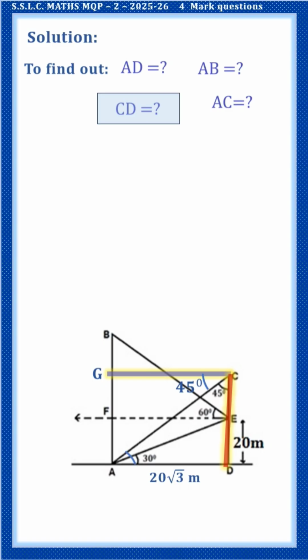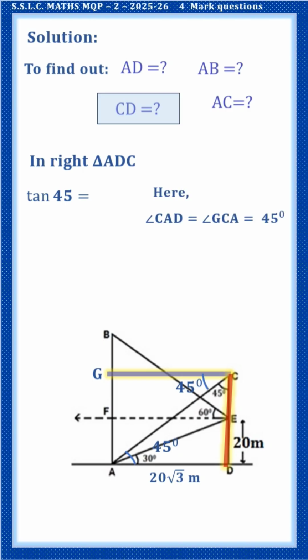Let us write it. In right angle triangle ADC, tan 45. Why have I taken tan 45? Here angle CAD is equal to angle CGA, that is equal to 45 degree. Observe the figure. Why are they equal to each other? They are alternate angles. Tan 45 is equal to what? Opposite side by adjacent side. Here the opposite side is CD, the adjacent side is AD.